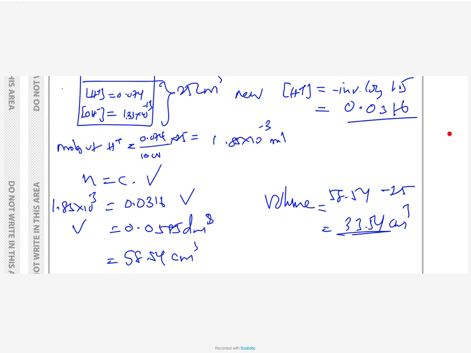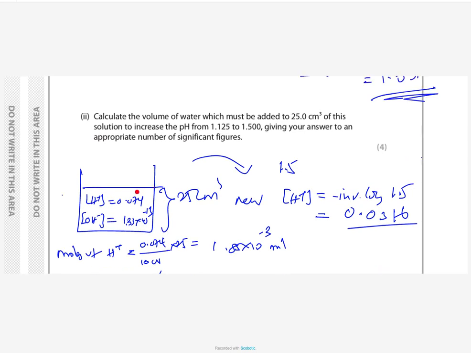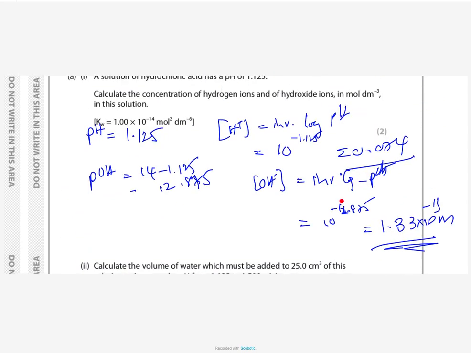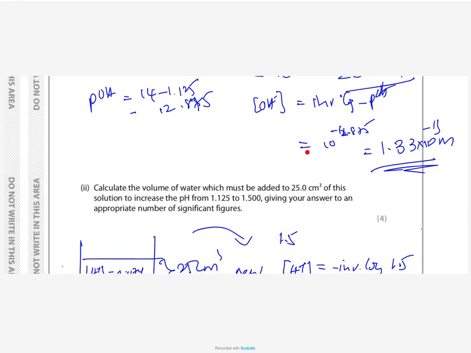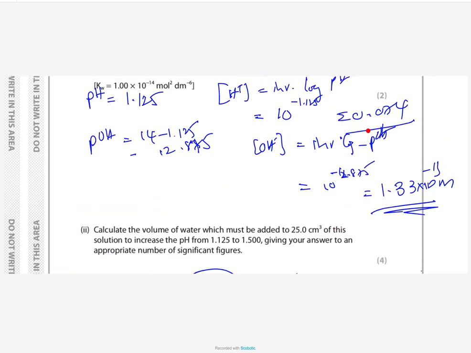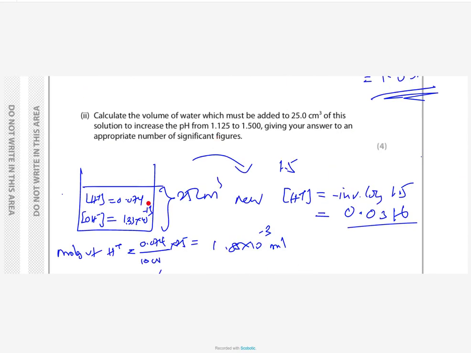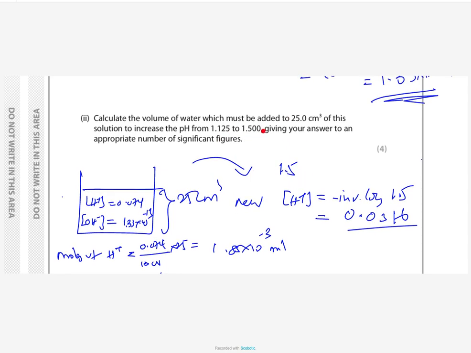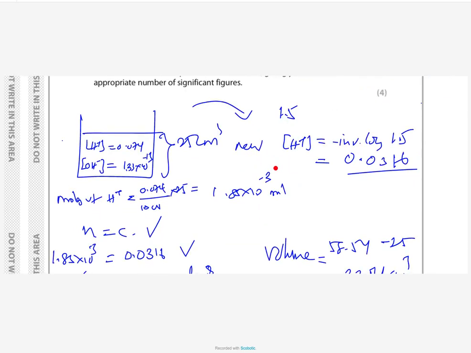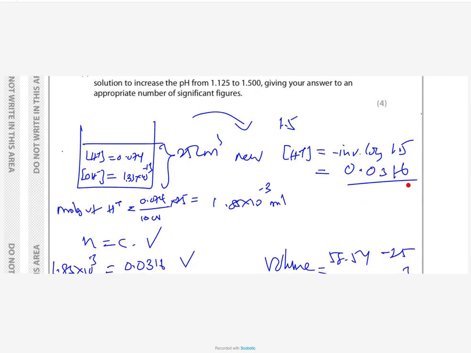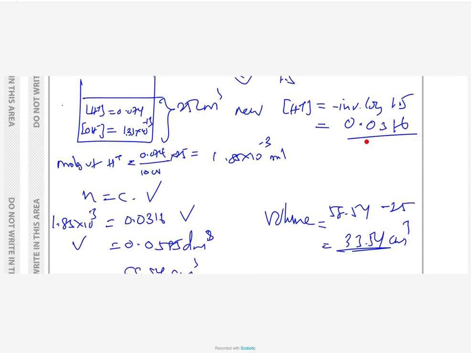Yeah, I'll explain again. Is the first part clear? This is the concentration we found, right? H plus and OH minus concentrations we found, that is clear, right? That is present in 25. Now this total mixture is 25. And now the question is, to make the pH 1.5, how much water do we need to add? Earlier pH was 1.125. Now to increase the pH, that means to dilute it, how much water to add? So new pH is 1.5, and we need to find the new H plus concentration.